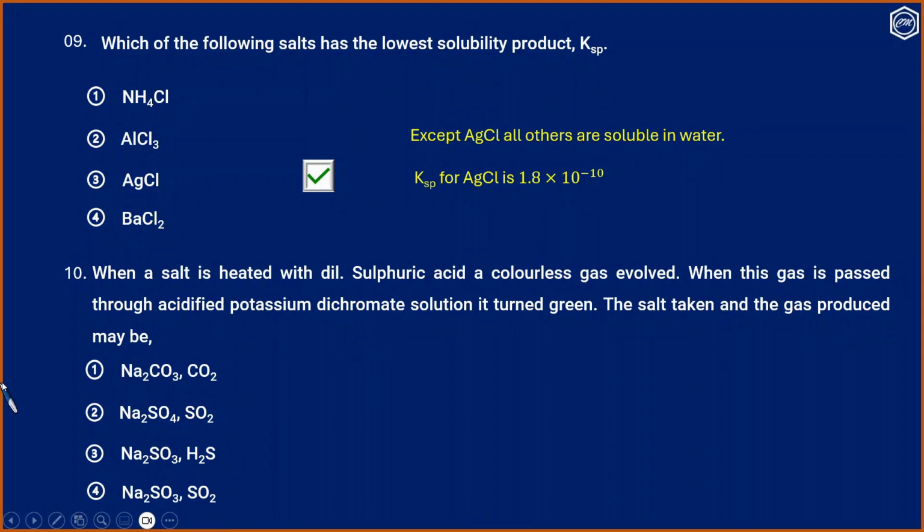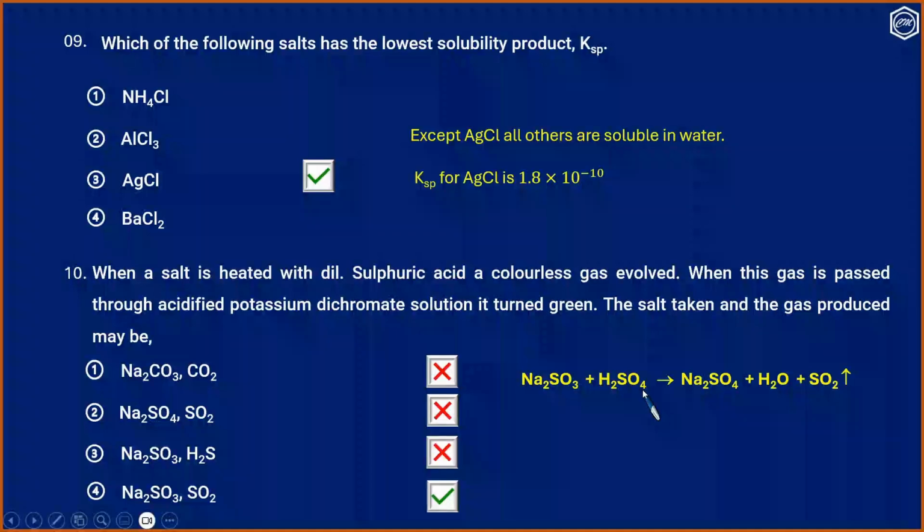And we can eliminate the first option because carbon dioxide will not form green color. And here sulfur dioxide may be the gas, but it will not be produced by heating sodium sulfate. So that option is also wrong. And when sodium sulfite is heated, we do not get hydrogen sulfide. So that also is wrong. So the correct option will be the fourth one.